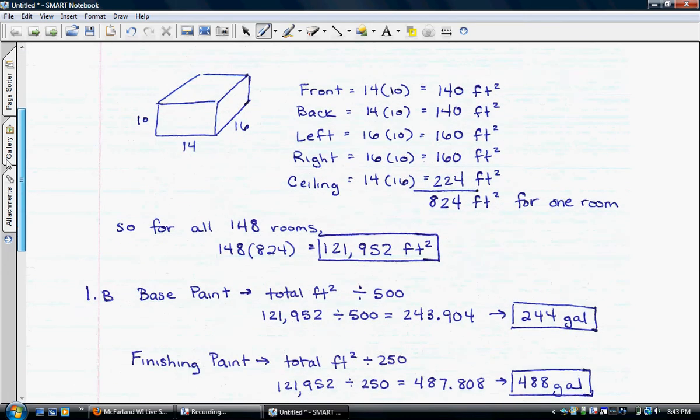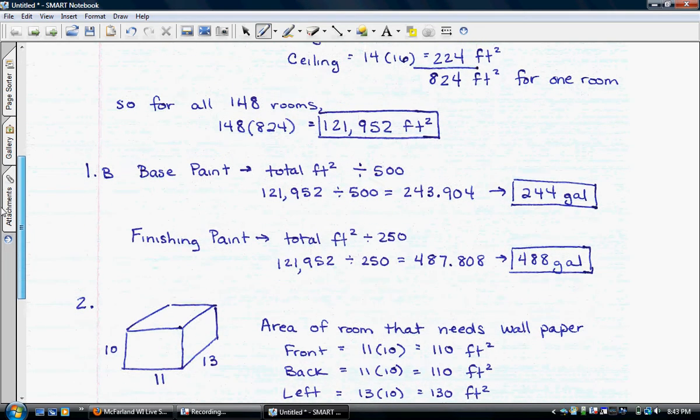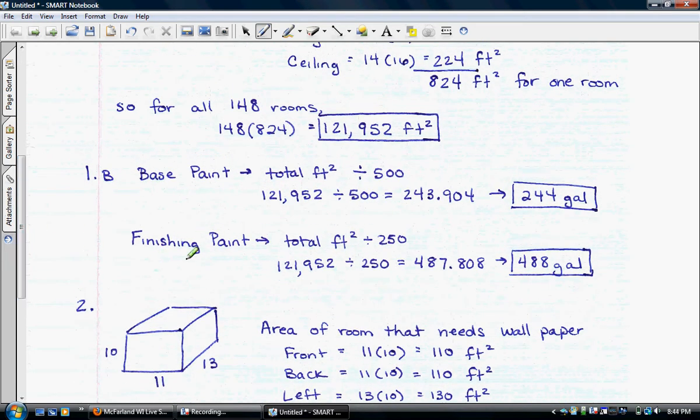Then we need to figure out how much paint it takes. Since the base paint covers 500 square feet, we're going to take the total square footage and divide it by 500. It comes out to be a decimal, and since we can't buy a fractional amount of a gallon of paint, we can't buy 0.94 gallons, we need to round that up. It's going to take 244 gallons of paint for the base paint. With the finishing paint, it only covers 250 square feet, so divide by 250 and you'll get twice as many gallons, 488 gallons of finishing paint.